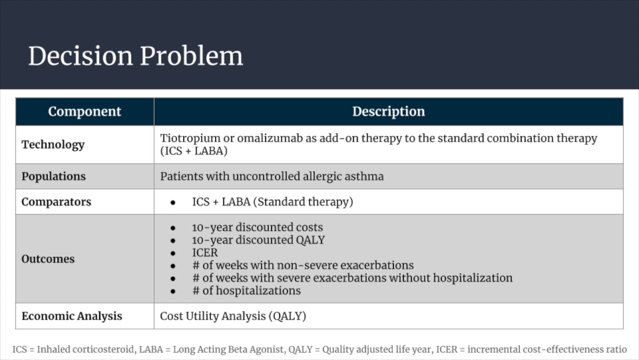This table looks at a general overview of the pharmacoeconomic study. We will discuss each aspect in more detail later. The main arms that were being looked at were tiotropium or omalizumab as add-on therapy to the standard combination of an inhaled corticosteroid plus a long-acting beta agonist. The population included patients with uncontrolled asthma, and the comparator was standard therapy, which in this case was an inhaled corticosteroid plus a long-acting beta agonist. The outcomes are shown here, and the economic analysis was a cost-utility analysis since quality-adjusted life years was one of the study's main outcomes.